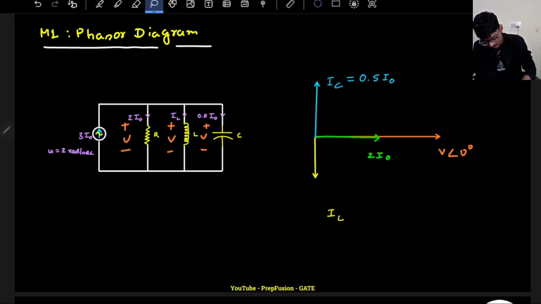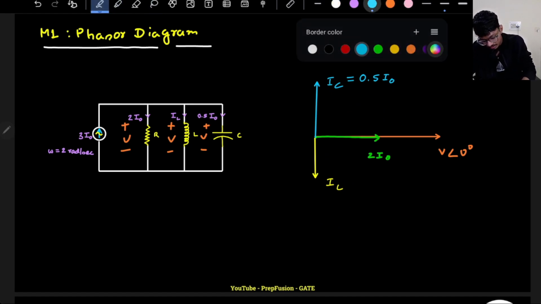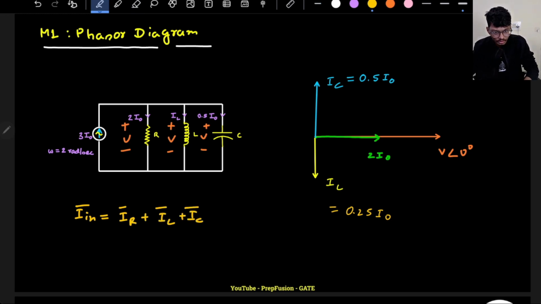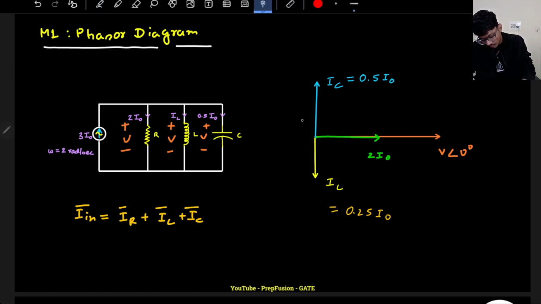Why is it the wrong case? We will understand. So let us take that. If IC is greater than IL, I can assume any number for IL, let's assume 0.25 I0. Now ultimately KCL will not be violated. That is, the input IN will be the phasor sum of IR plus IL plus IC. This KCL will always work. So the resultant of all three vectors should give me a magnitude of 3 I naught.